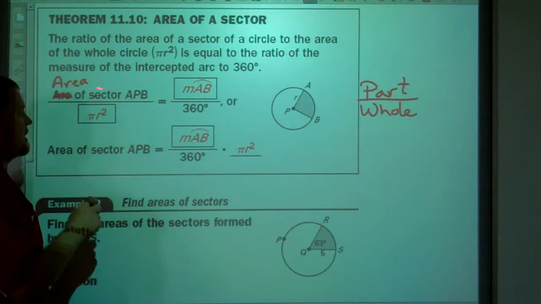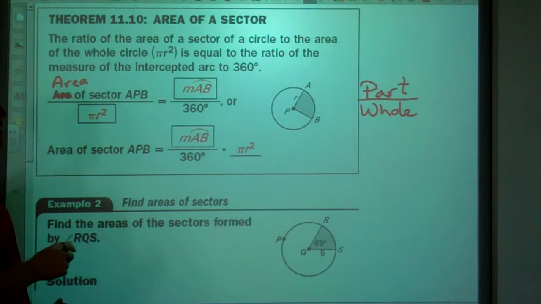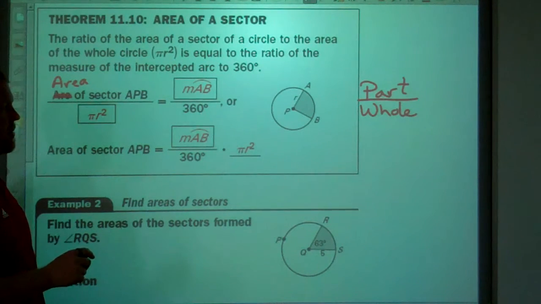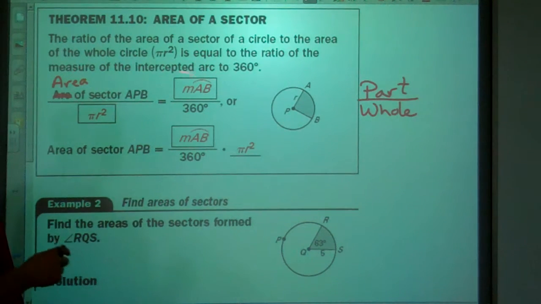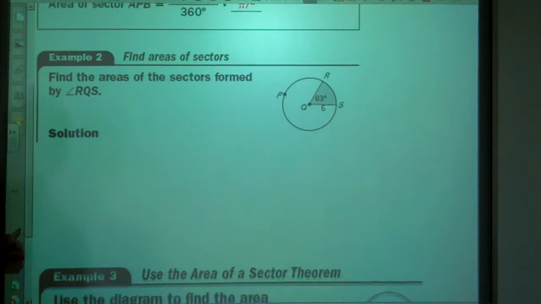So the area of the sector divided by the area of the whole thing, the circle, pi r squared, equals the measure of the arc from here to here. What's that angle measure? Divided by 360. So again, you can always set up that proportion, same way. Alright? So here we go.